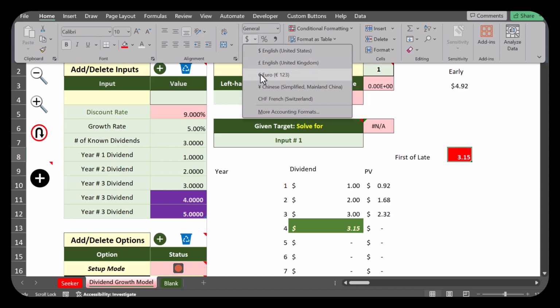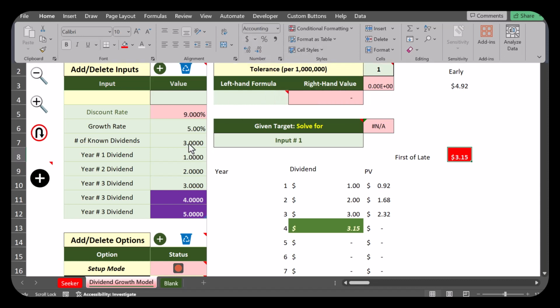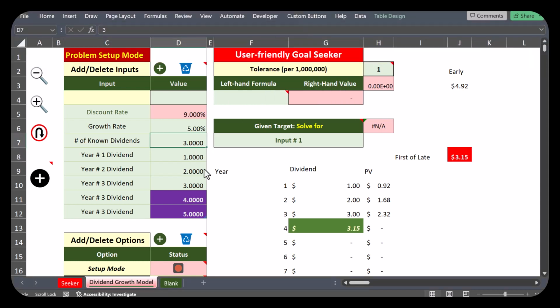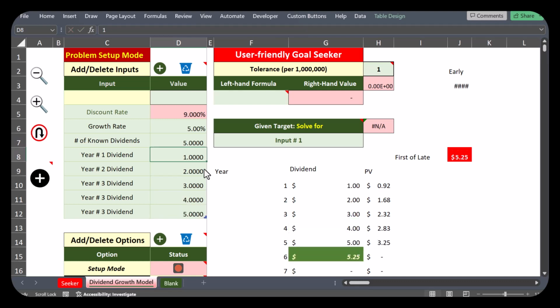Suppose I switch to 5 years of non-dividends, it automatically grabs the 525 from there. All right.